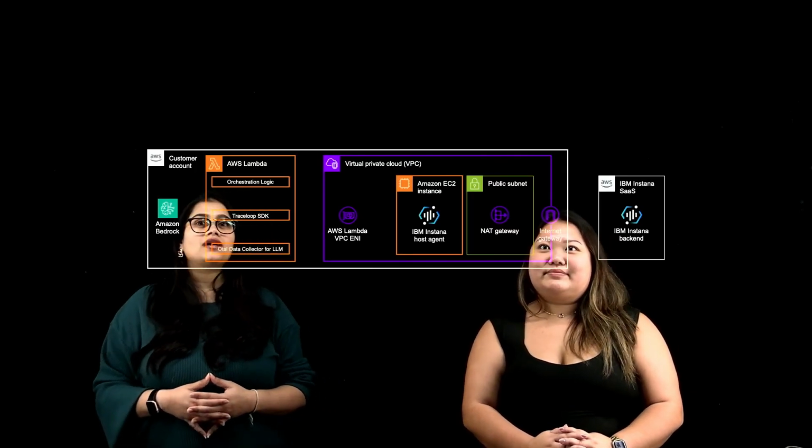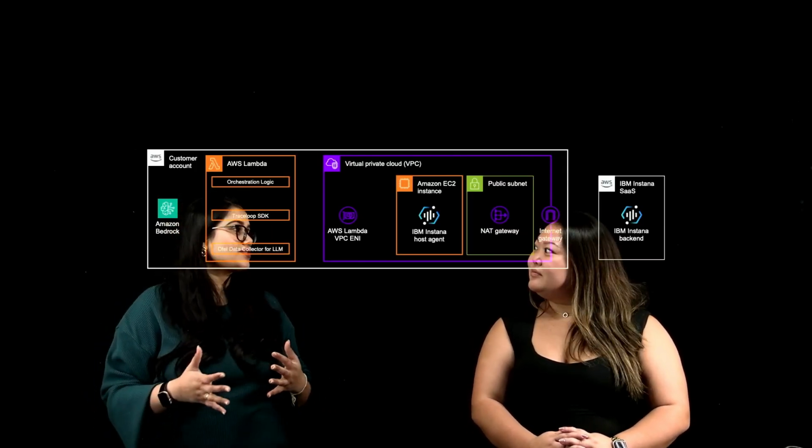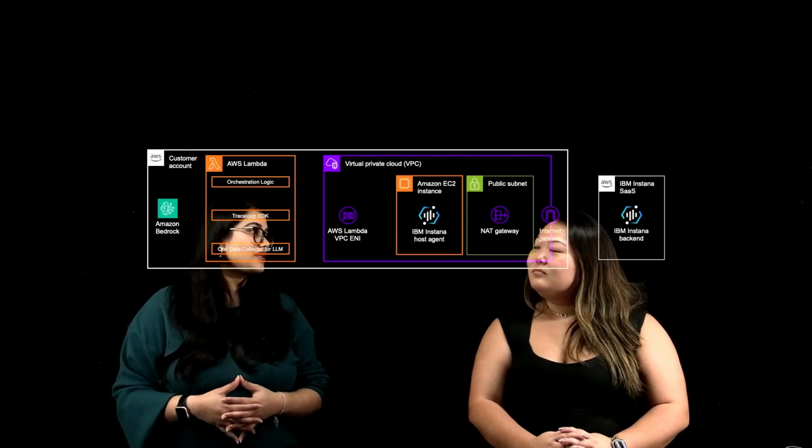And what are the benefits that come from implementing LLM observability? Yeah, so the main benefits include monitoring model latency, tracking input and output token counts, identifying bottlenecks, improving cost efficiency, and also ensuring scalability under increasing workloads. Nice. Okay. So how does Instana architecture provide GenAI observability?